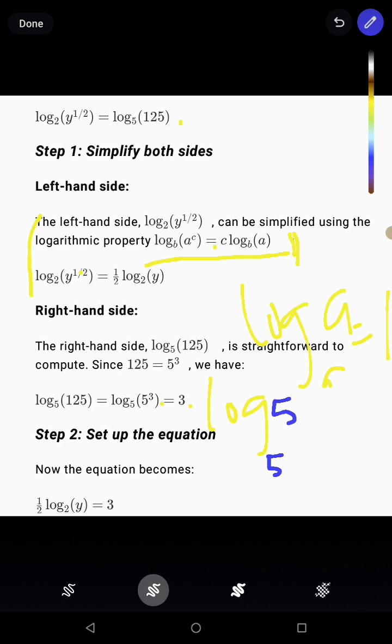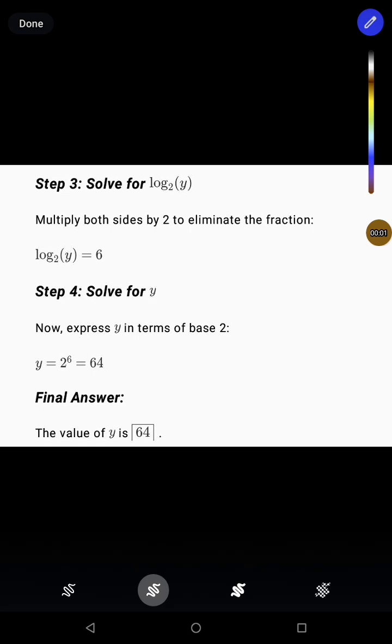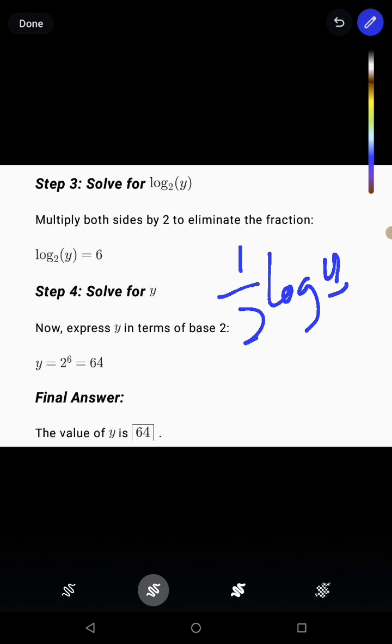We've simplified the LHS to be half log y base 2, and that will equal 3, what we got for simplifying the RHS. So the next thing for us to do is simple. We got half log y base 2 equals 3. Multiply both sides by 2, then that will remove the half at the LHS, and 2 times 3 is 6. And that's what we got here.